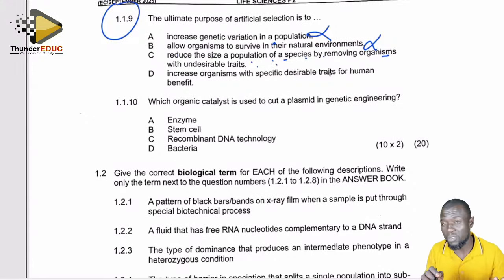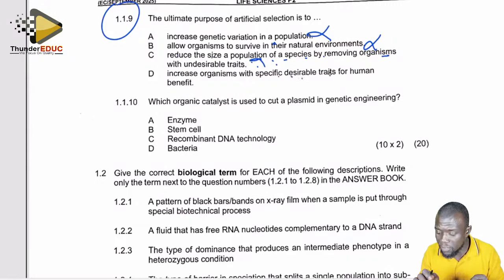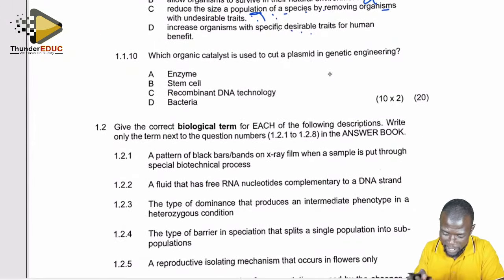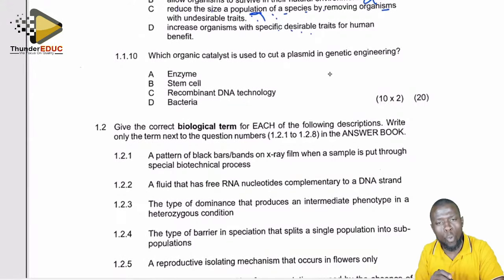Why should we reduce the size of the population? For the organisms, we want more of them. I don't think so. Let me see. Increase the organisms with the specific desirable trait for human benefit. For example, milk, different characteristics we are looking for in an organism. Meat, disease resistance, meat. Talk about meat because I like meat. Nyama. All right, we continue.